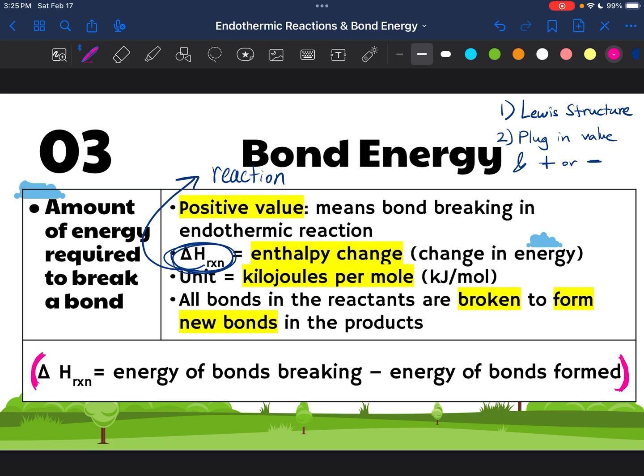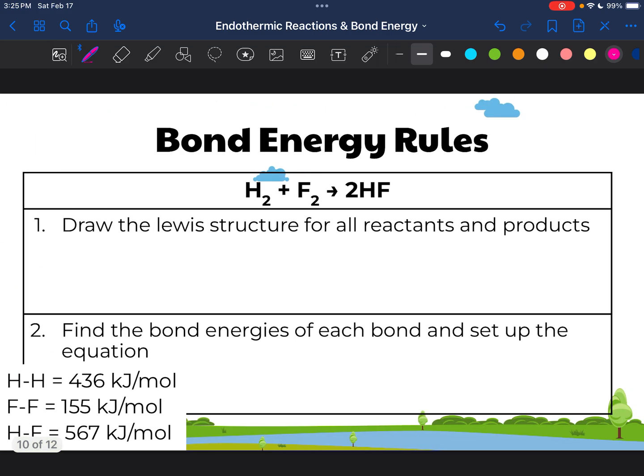So let's try to solve some questions. An example question: if we have H2 plus F2 creates 2HF. Now, this lesson is not that hard, because all you have to do is the following. If you look at H2, this creates H and H, but remember that each one of them has one valence electron. We're just going to connect them just like that.